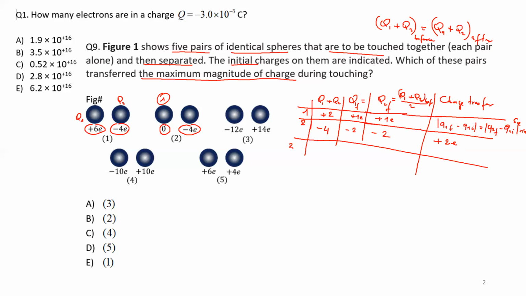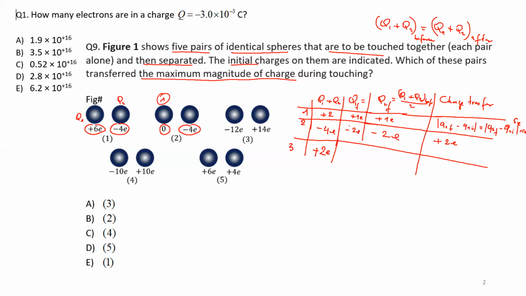So for 3, I'm talking about this one. What's the total charge? It will be minus 12 plus 14. This gives you plus 2, I mean plus 2e. Okay, everywhere I have e.